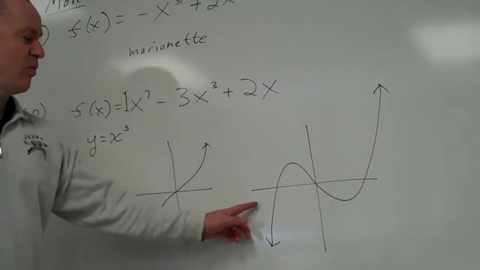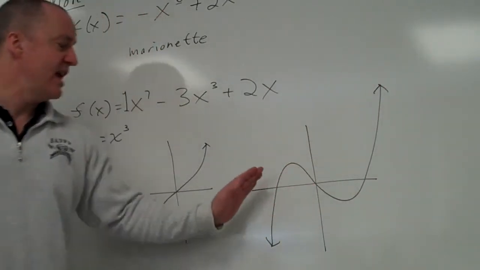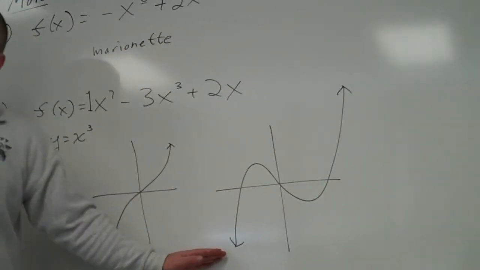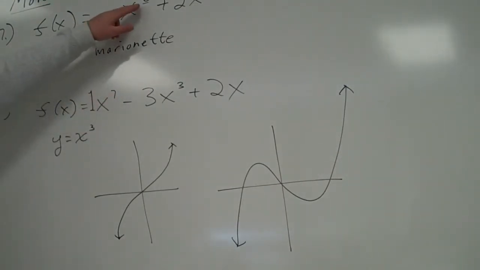The point is, way out here at the ends, it's going to be going way up to the right and way down to the left. And that characteristic is true of every single polynomial that has a positive leading number and where the highest exponent is odd. Okay?